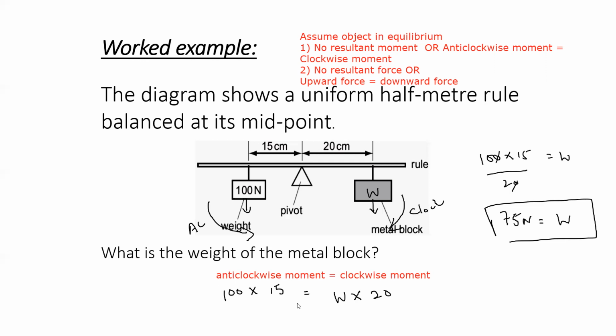Whenever a question is related to a turning effect and we want to find a distance or a force, we always assume that the object is balanced, or in equilibrium. How do we know it is in equilibrium? If you see this question, the diagram shows a uniform meter rule which is balanced at the midpoint. So this object is balanced, it is not moving. That's why we use clockwise moment equals anti-clockwise moment and calculate the unknown weight.